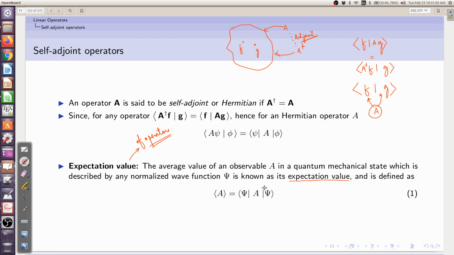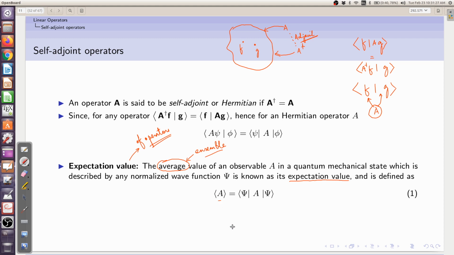Then of course I have to be more specific here. When I say average value, what kind of average are we talking about? We are talking about an ensemble average. I'm sure you would have come across this in your quantum mechanics. Just for the sake of completeness, when we say average, we mean the average of an ensemble.